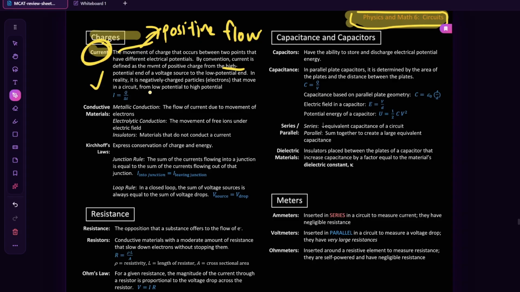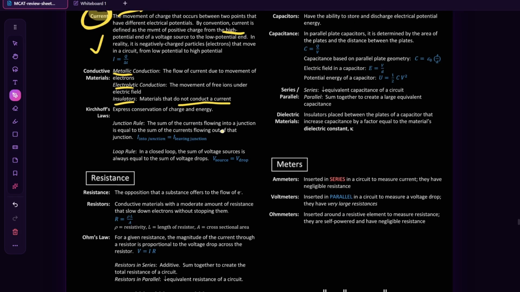Now we can get into conductive materials, which we already learned about technically, but we're going to learn about it in more detail. So metallic conduction, electrolytic conduction, and insulators. Metallic conduction is what happens in wires and metals. It's current caused by the flow of electrons, and electrolytic conduction is different. It's the movement of free-flowing ions, so charged atoms or molecules under an electric field, which is what happens in things like batteries or salt water. And of course, insulators don't conduct current at all, so no conduction of current.